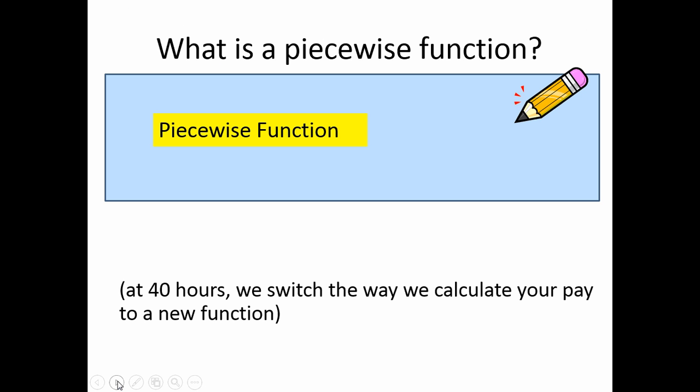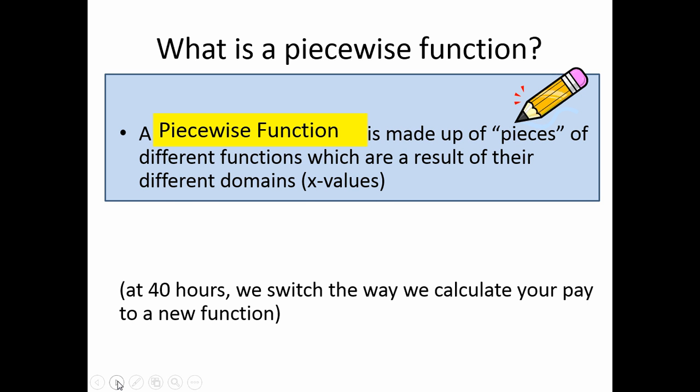So the first part we need to write in your notes is the actual definition of what it means to be a piecewise function. We may have taken a look at this just a little bit in terms of an introduction, but the formal definition, just in the blue box, needs to go in your notes. A piecewise function is made up of pieces of different functions which are a result of their different domains or x values. So a piecewise function is one function that's made up of many different parts, and the parts are divided based on their x value.